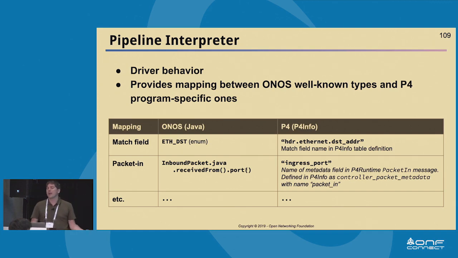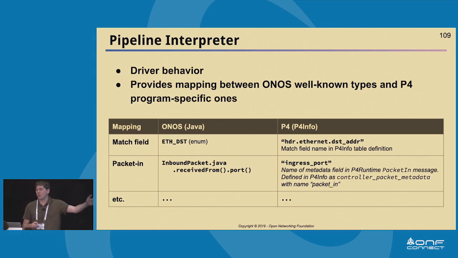Same thing for packet-ins. In ONOS, we have applications. When ONOS receives a packet-in, again, a packet-in is a packet that is intercepted by the data plane and sent to the control plane for further inspection. What applications receive is essentially an instance of a Java class called InboundPacket, and they can access, for example, the original ingress port where this packet was received by using this method chain.